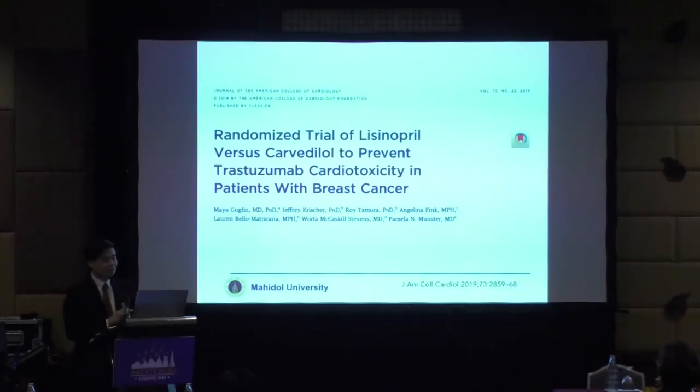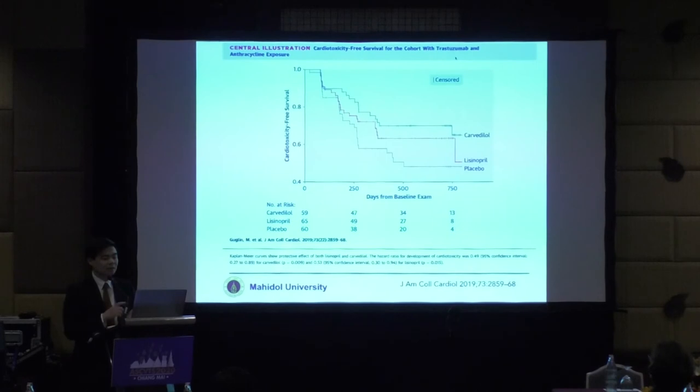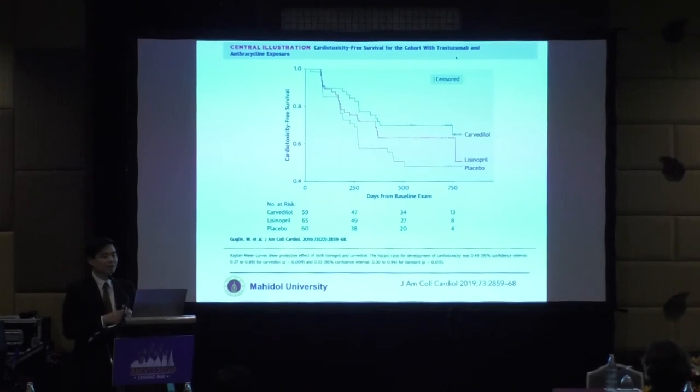The interesting thing is that there is a recent randomized trial using lisinopril versus carvedilol to prevent cardiotoxicity in patients on trastuzumab. In that study, in patients who had combined trastuzumab and anthracycline exposure, there is clear evidence that carvedilol or lisinopril can prevent the outcome of cardiotoxicity. So that means if you can detect it earlier at this stage, you can probably prevent the outcome. And in Thailand, we have lots of trouble because these patients mostly have combined trastuzumab and anthracycline. Most of the time, the patients present late, and they also had radiation. So we probably see this problem more frequently than the Western world.